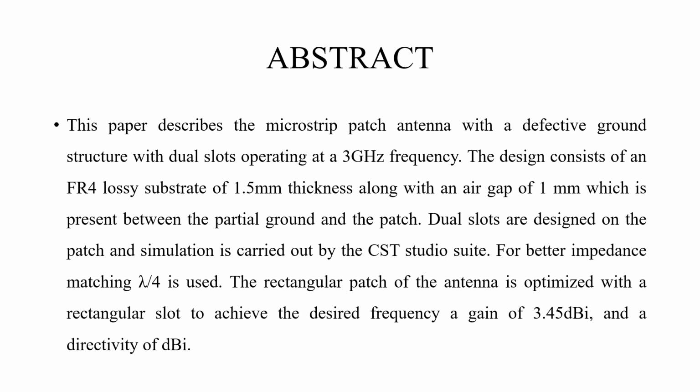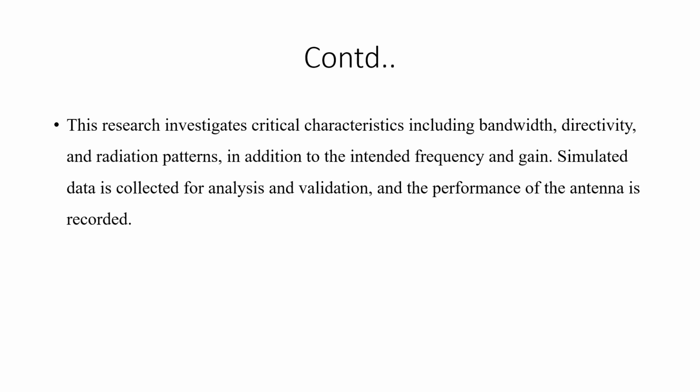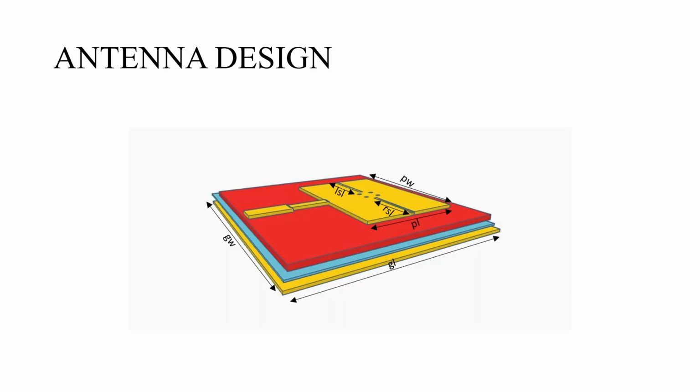The rectangular patch of the antenna is optimized with a rectangular slot to achieve the desired frequency, a gain of 3.45 dBi and a directivity of dBi. This research investigates critical characteristics including bandwidth, directivity, and radiation patterns in addition to the intended frequency and gain. Simulated data is collected for analysis and validation, and the performance of the antenna is recorded.